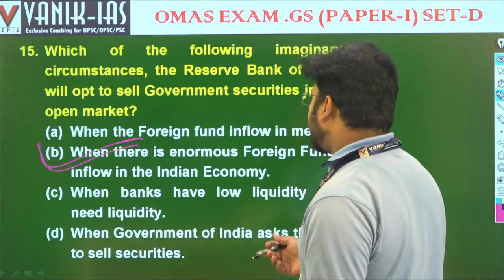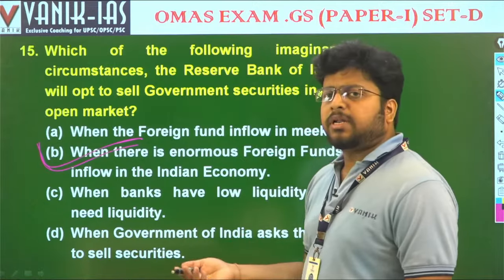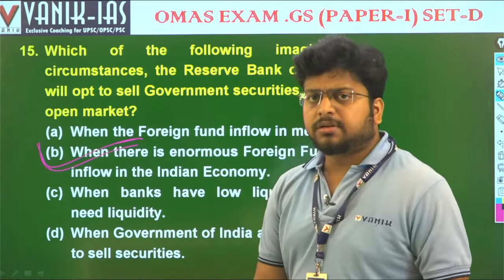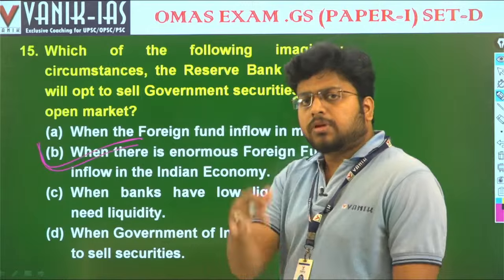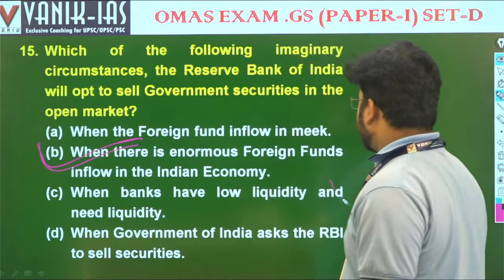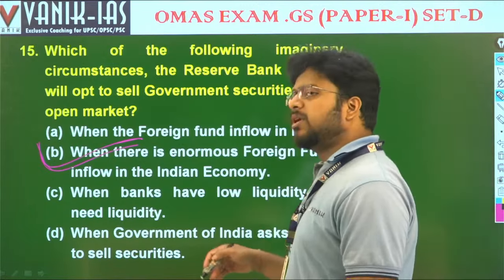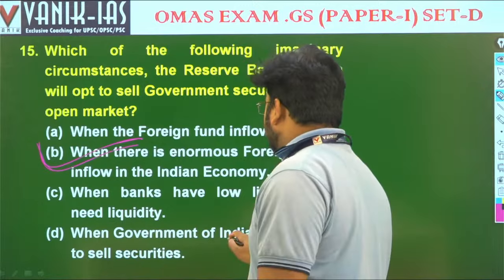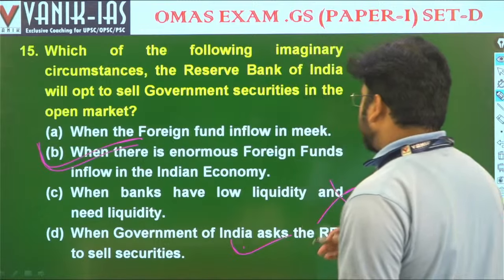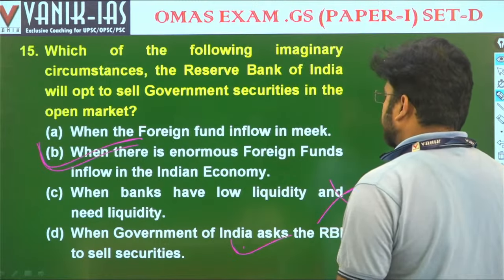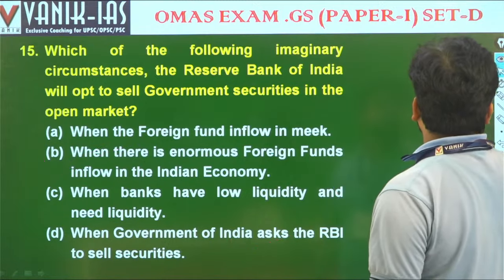When banks have low liquidity and need liquidity, why would you sell government securities? Selling government securities means you will bring money in from the market, so another dearth of money will be there. So this is wrong. When the government of India asks RBI to sell securities, monetary policy is dependent on RBI, right? Government can only ask for a certain amount of surplus money. There is no such jurisdiction in detail over monetary policy. That's why it is separate and made independent. So B is the answer.